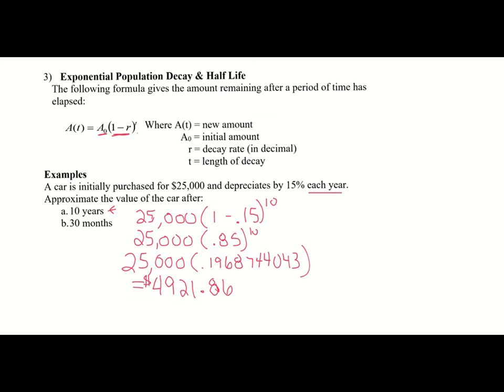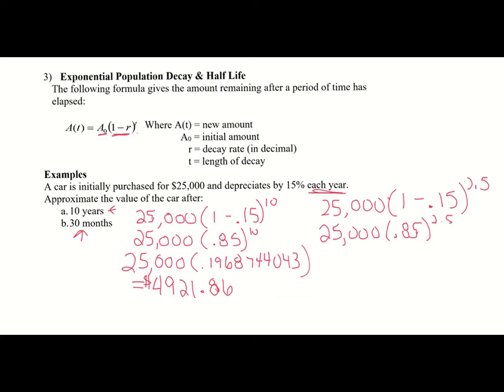Now, 30 months is not in years, and we want years. So I'm going to take the 30 and divide it by 12 so that I have the same unit as the depreciation is given to us. So 30 months is 2.5 years. So we'll take our 25,000 and times it by 1 minus, again, my 15 hundredths raised to the 2.5 power. So 25,000 times 85 hundredths raised to the 2.5 power.